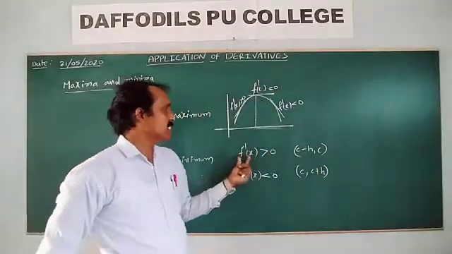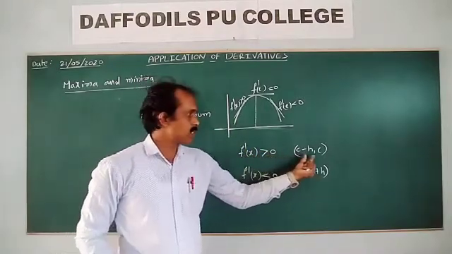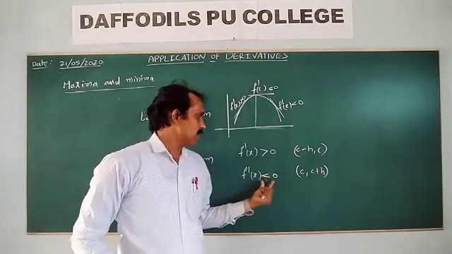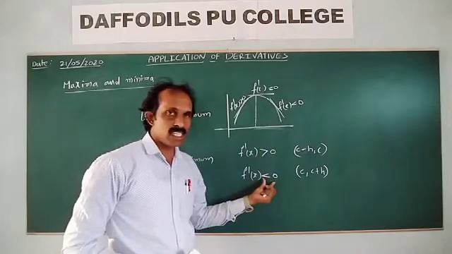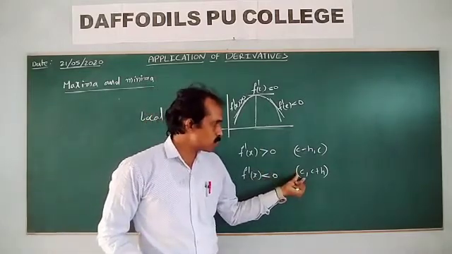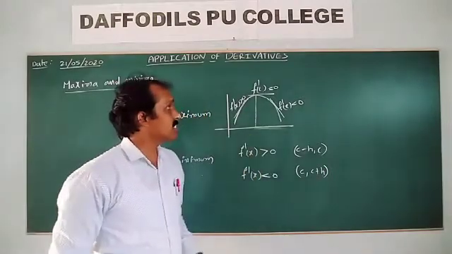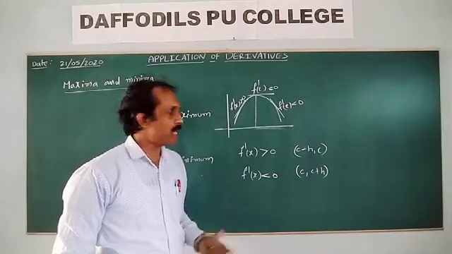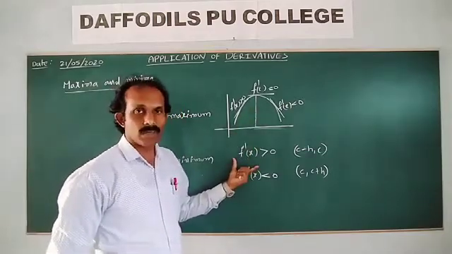So the sign changes from positive to negative: f dash x is greater than 0 close to C, in the interval C minus h comma C, that is left of C. Then f dash x is less than 0 sufficiently close to the interval C comma C plus h, that is right of C. So then C is called a local maximum point. This is geometrically the diagram. So this is the definition.